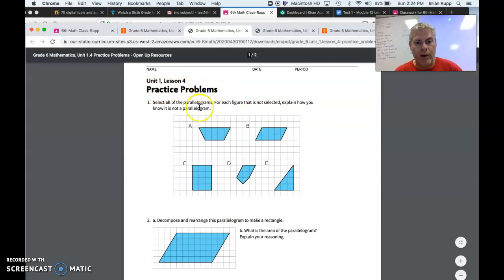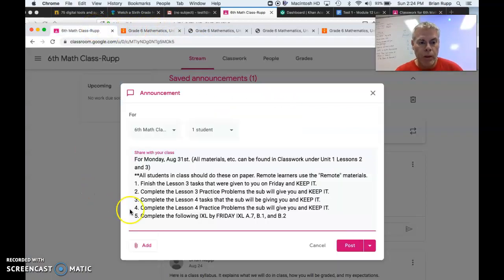Again, they don't say practice problems on them. I'm going to recommend you write task and practice problems on those sheets when you're working on them, so you can keep them straight when we're discussing them, because it gets a little confusing. I want you to keep all the paperwork. If you're a remote learner, you can submit those to me digitally. The other thing is, just like last week, by Friday I have 3 IXLs I want you to complete: A.7, B.1, and B.2.